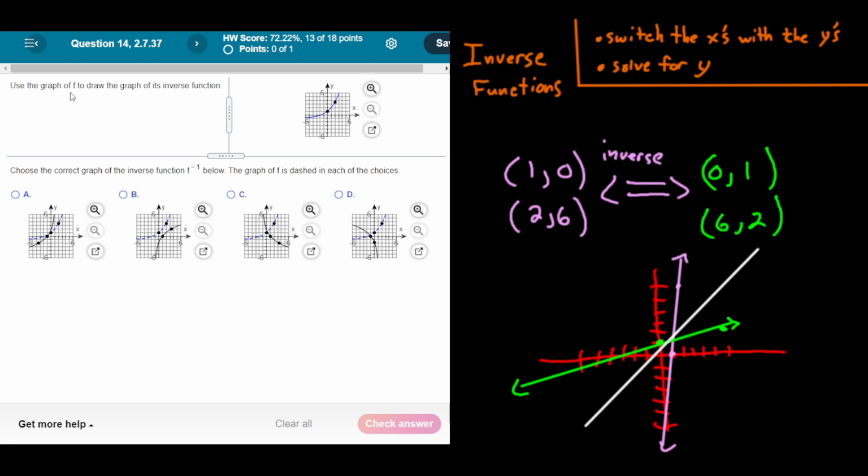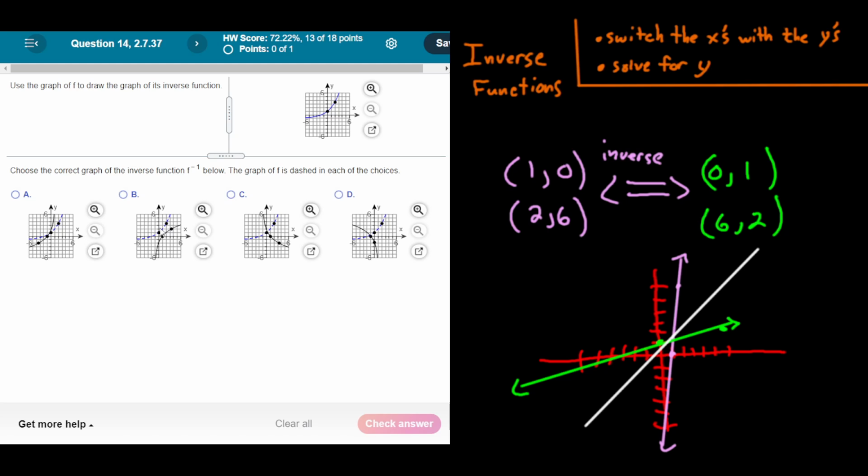Okay, use the graph of f to draw the graph of its inverse function. So we're going to have to get our hands on a couple points there. Let's do something slightly different. We want to make sure that this blue line here is agreeing with all the blue lines inside the original problem. Okay, and they are. All the dotted lines are the blue originals.